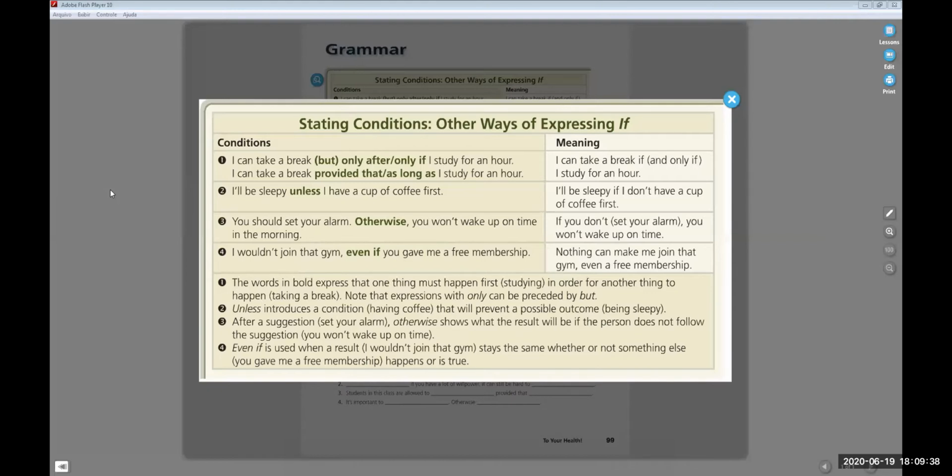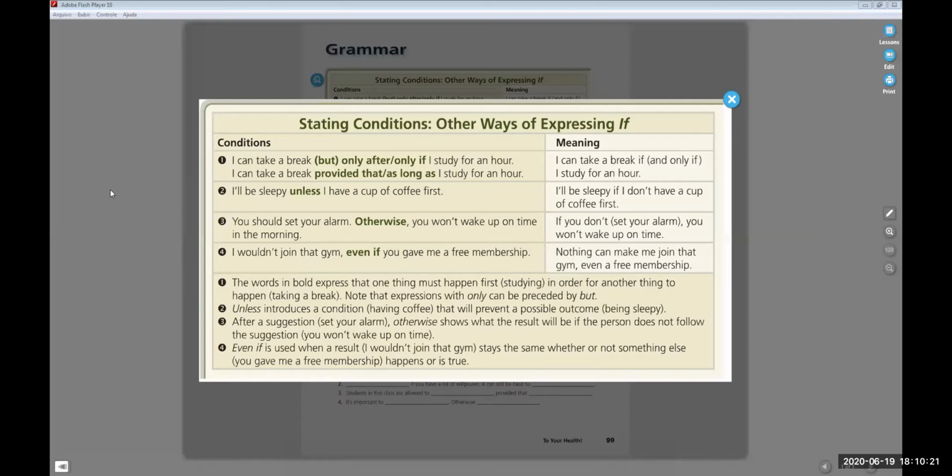Let's go to number 2 now. Miss Juliana, can you read number 2 for everybody, please? Juliana, are you there? Yeah, number 2. Yes, correct. I will be sleepy unless I have a cup of coffee first. Unless. What's the meaning, sweetie, Juliana? I will be asleep if I don't have a cup of coffee first.